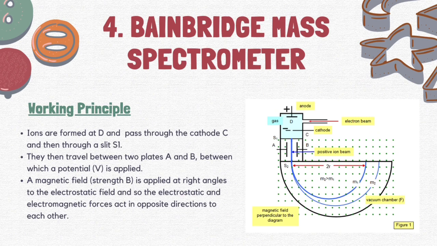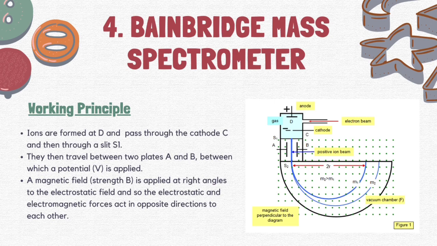So, the working principle of a Bainbridge mass spectrometer is as follows. Ions are formed at D and pass through the cathode C and then through a slit S1. They then travel between two plates A and B, between which a potential V is applied.